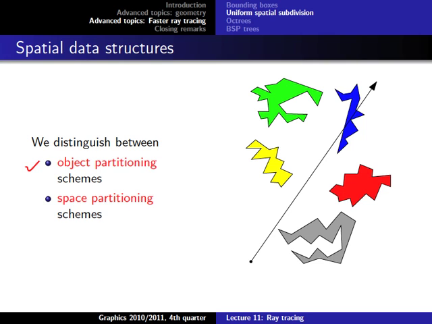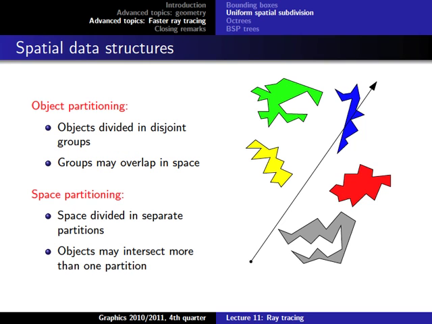Yeah, so the first approach that we learned about how to speed up ray tracing was based on so-called object partitioning. So what we did is we grouped objects into disjoint groups. We divided the objects into disjoint groups. So for example, if we do hierarchical bounding boxes or bounding volumes, we can group these three objects here and we can group these two objects here.